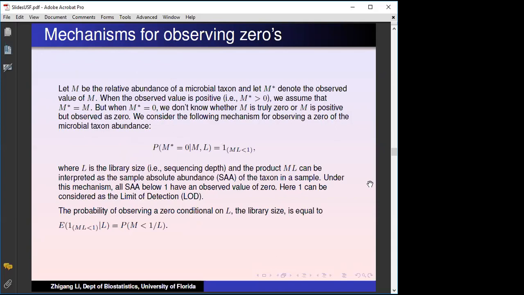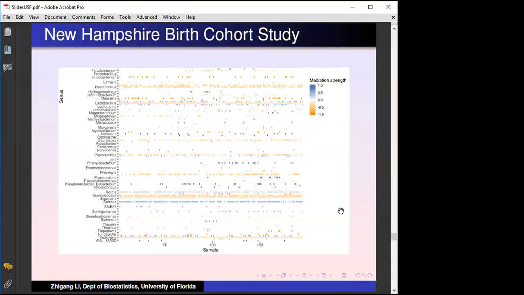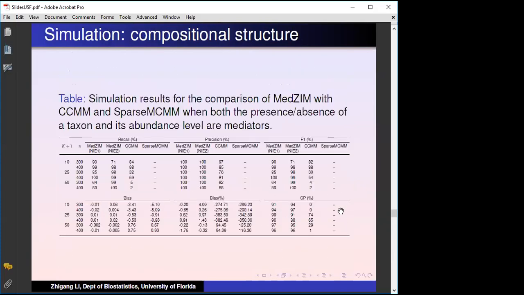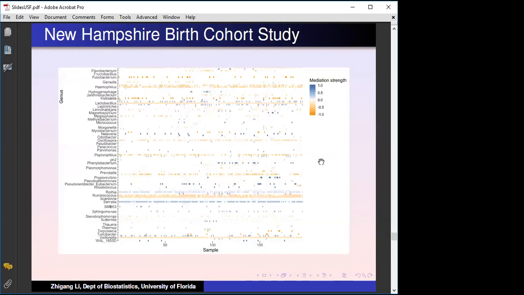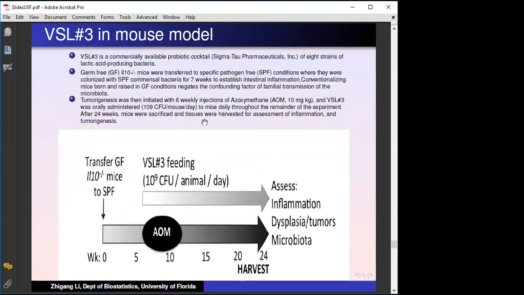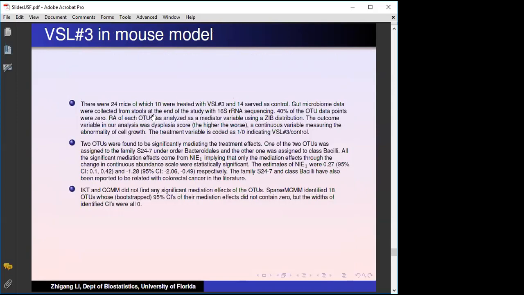I see. Your method is applicable to epidemiological studies, right? It's not limited to randomized controlled trials. Yes, it can be applied to epidemiological studies or randomized controlled trials. In these two examples, one is an observational, epidemiological study. The other one is actually a randomized trial, the mouse study.